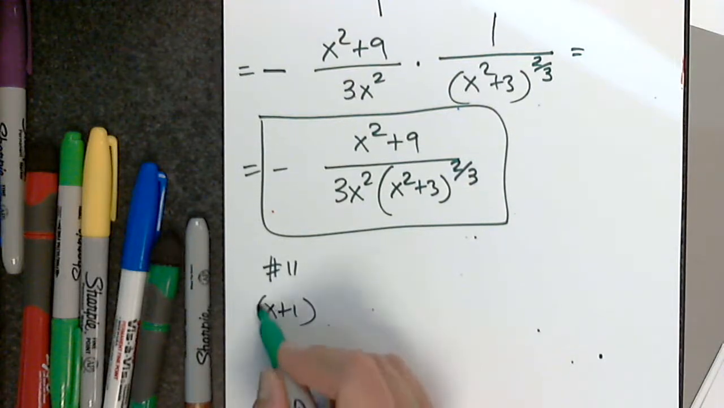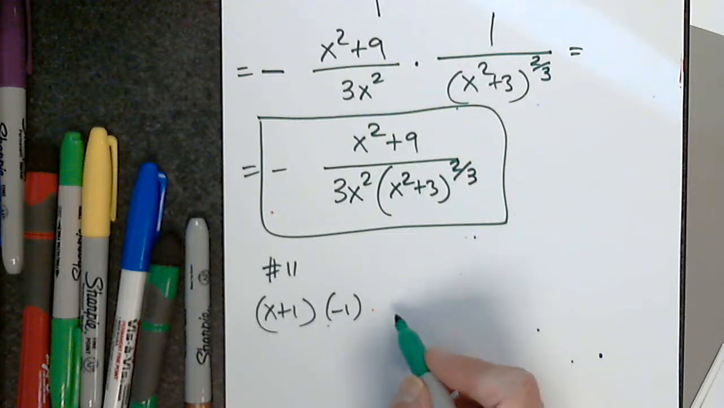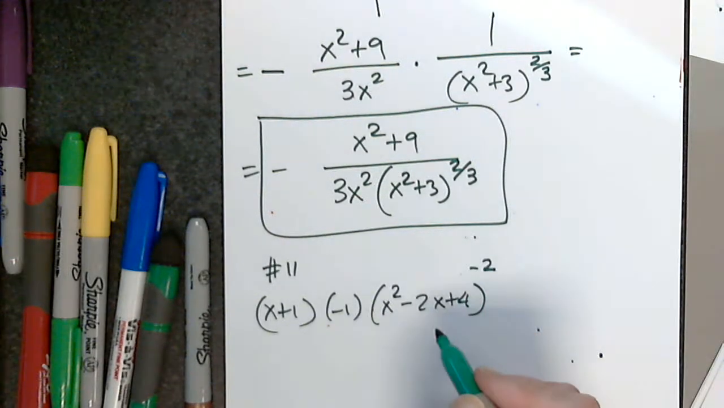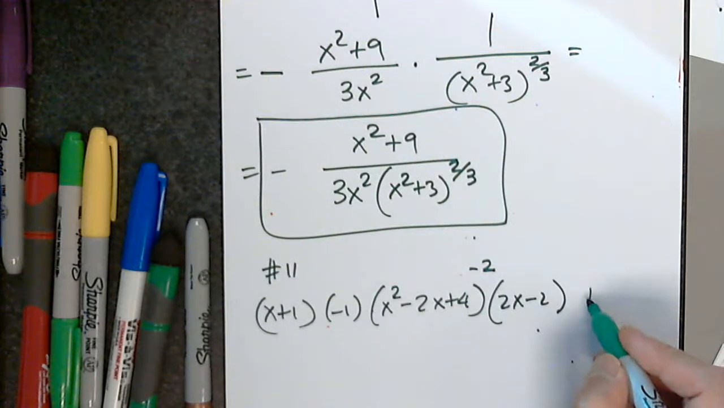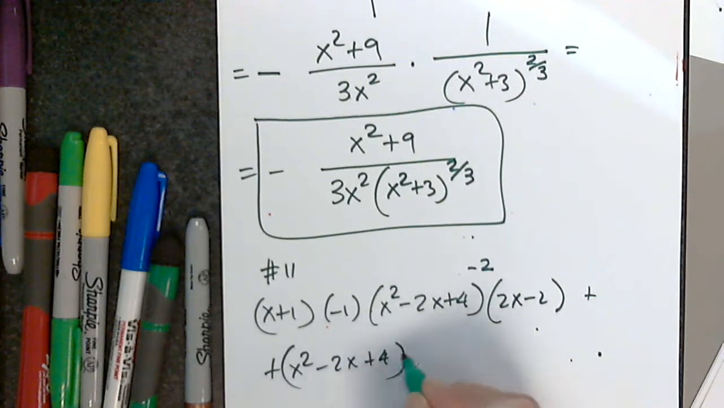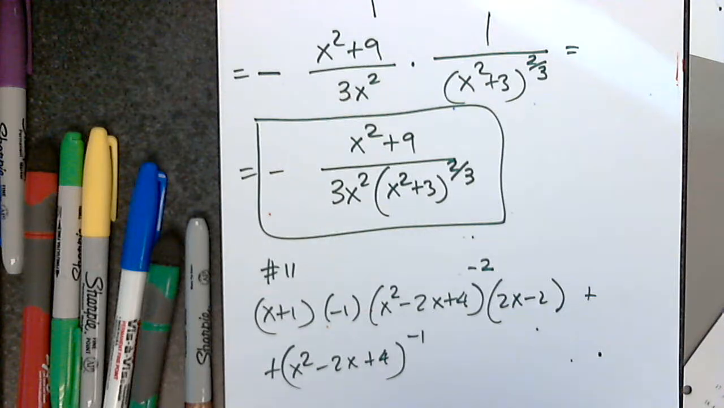Okay, so it's x plus 1 to negative 1, x squared minus 2x plus 4 raised to negative 2, parentheses 2x minus 2, plus x squared minus 2x plus 4 to negative 1.